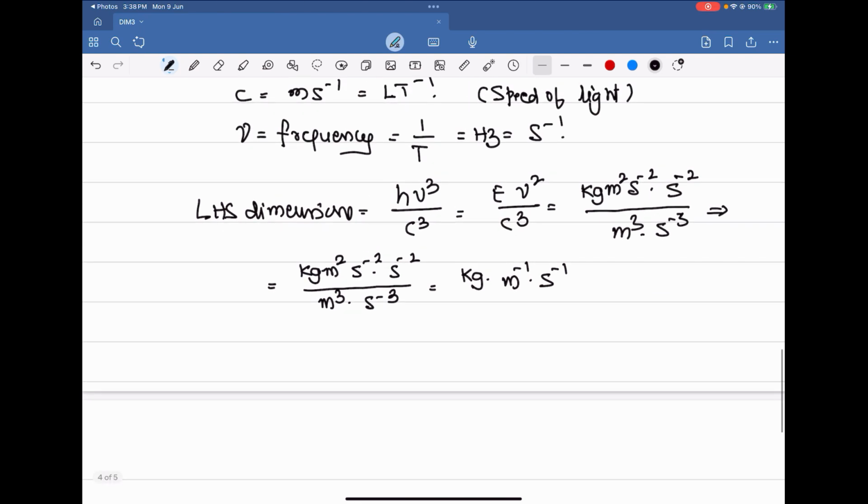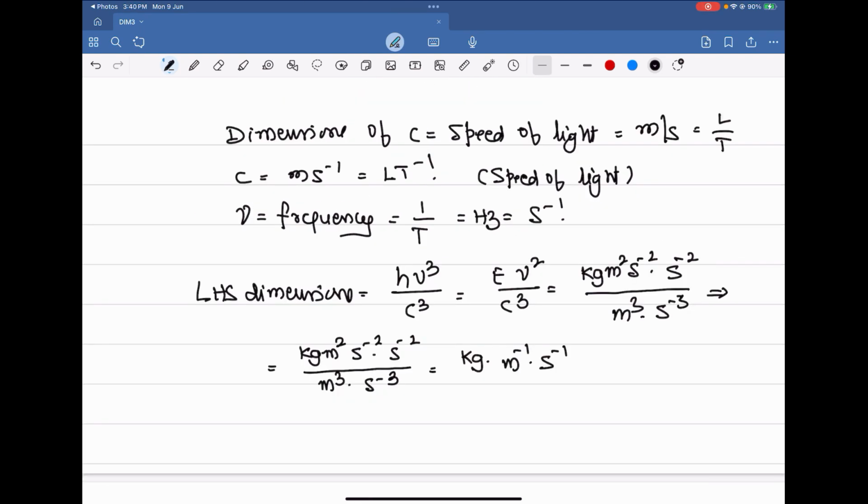Are we right? Please cross check. Hence, the given dimensions of the left hand side is equal to kg per meter per second. That is equal to M L to the power of minus 1 T to the power of minus 1. This is the answer.